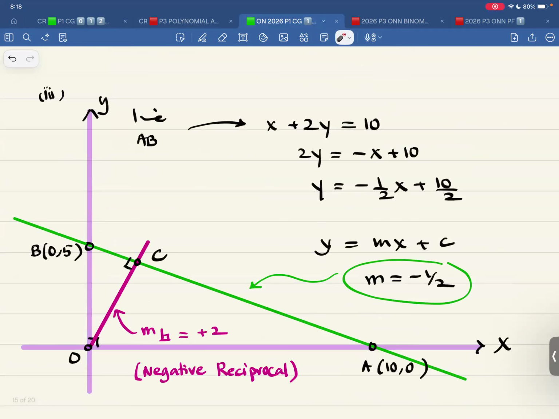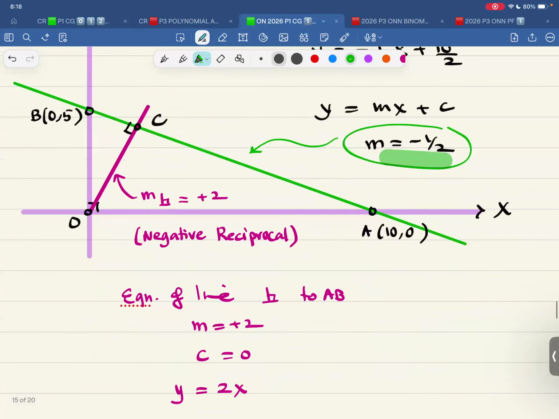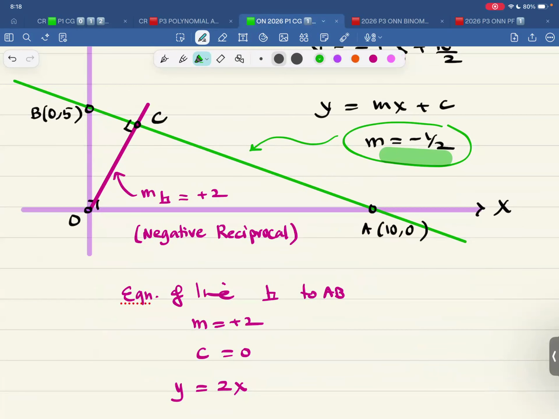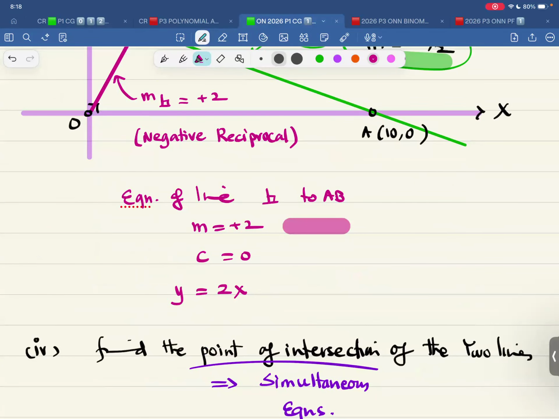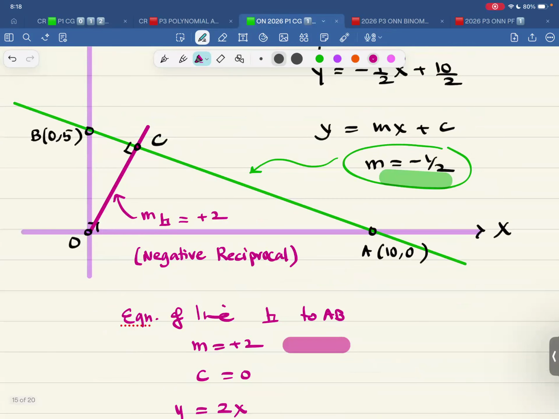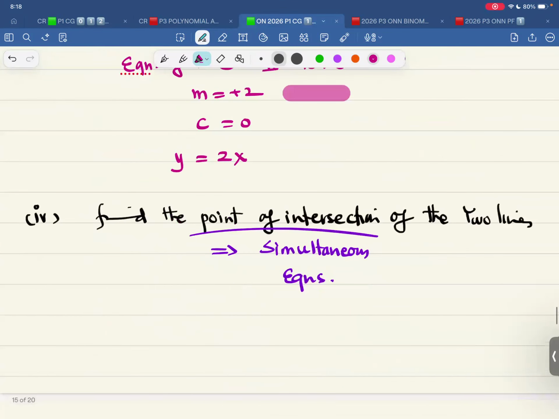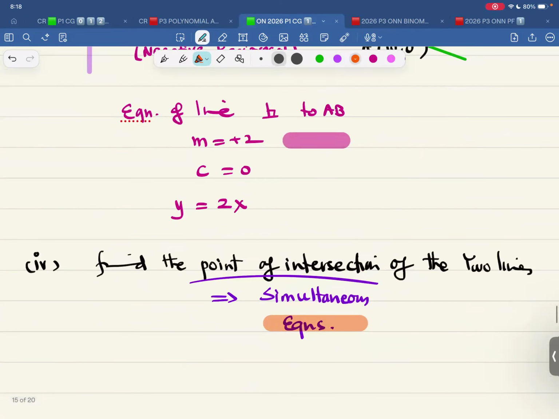Now the third thing, the equation of a line passing through origin, perpendicular to the green line. So the equation of the green line, that is the green line over here. The equation of the green line is this thing. The gradient of the green line is negative half. The other equation over here, that is the reddish line, the gradient is plus 2 because they are perpendicular, so negative reciprocal. And then find the point of intersection. So this thing is about simultaneous equations.